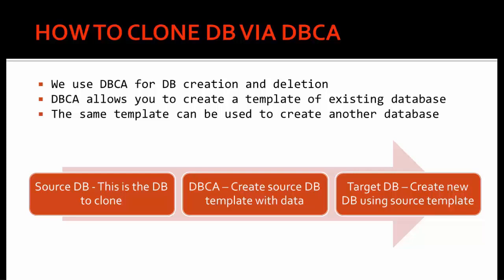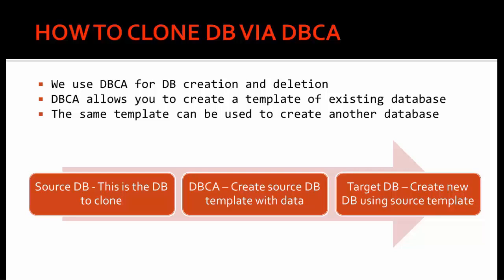What DBCA allows you is you can also create a template from an existing database which is running on a server. Now when you create this template, it will actually get the structure of the entire database. It will get all the data inside the database and it will create a new template. Now this new template, you can use it on any server to recreate the database. So the same template can be used to create any other database.